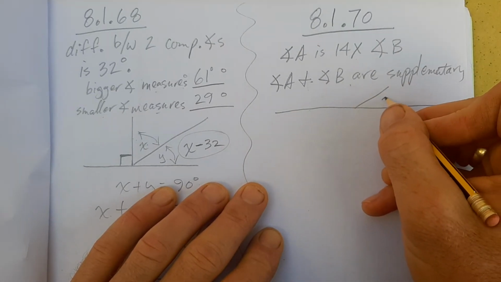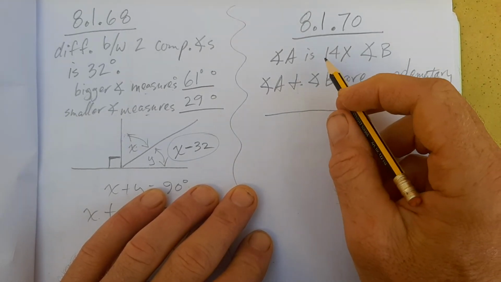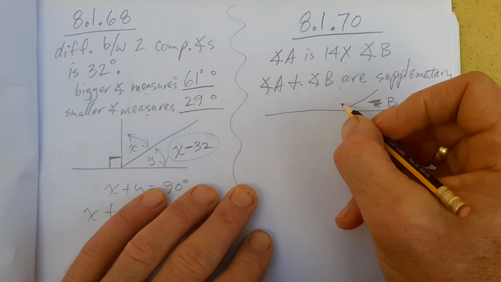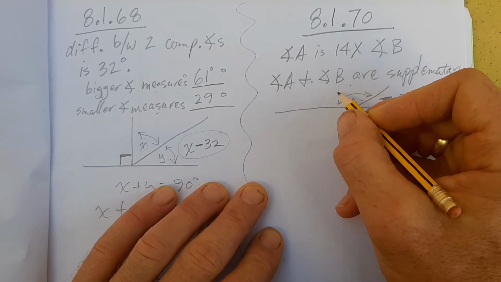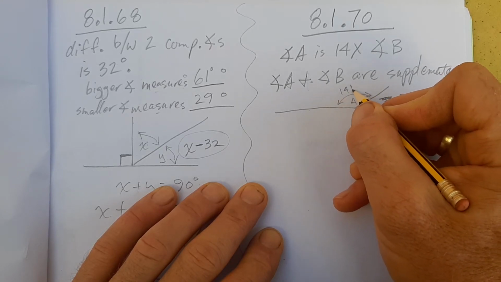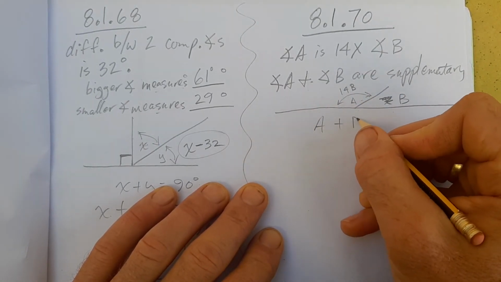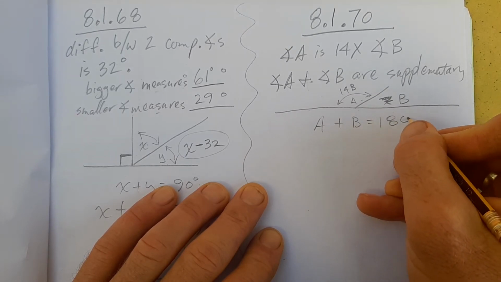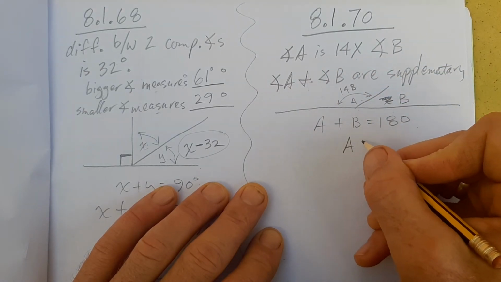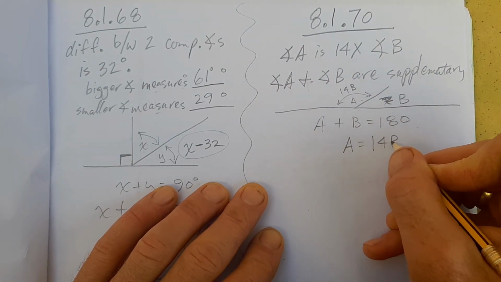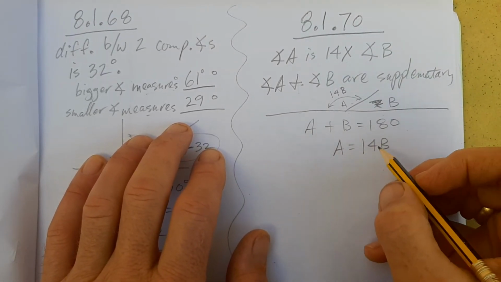Because this can be angle B, right? Well, let's just go angle B, and angle A is 14 times angle B, so angle A over here is way bigger than angle B. Angle A is 14 times B. If you want to get fancy, you can write two equations. A plus B equals 180. And an equation here, angle A equals 14 times B.